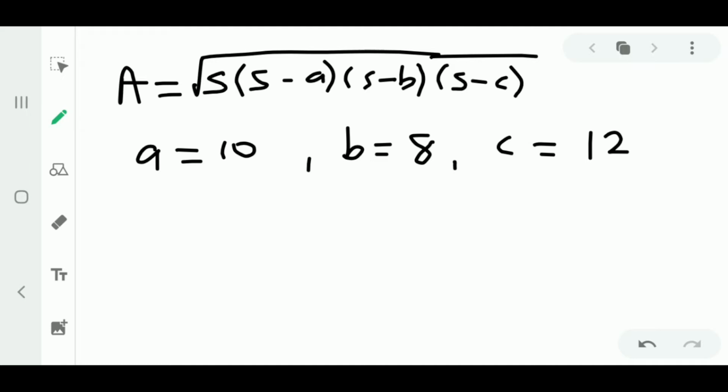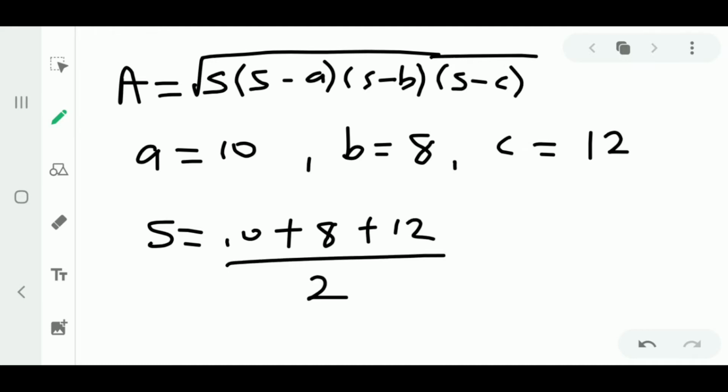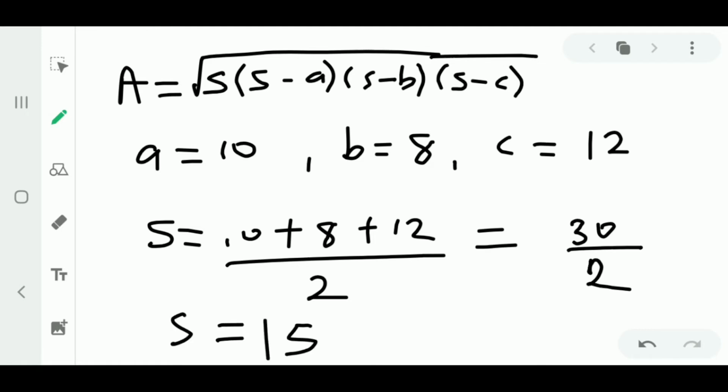The first thing we need to do is find what S is, which is 10 plus 8 plus 12, all divided by 2, which is 30 divided by 2. That means S is equal to 15. Let's say the meter. So S is 15.